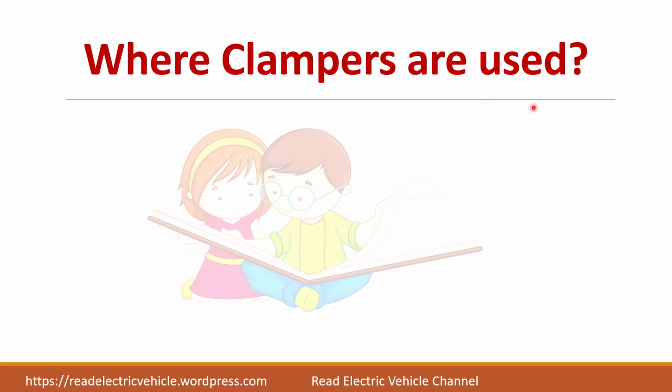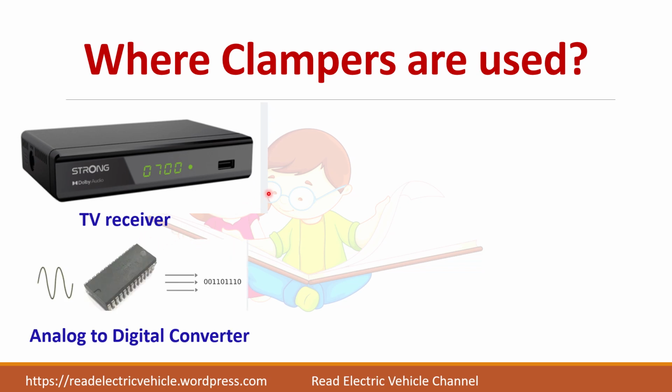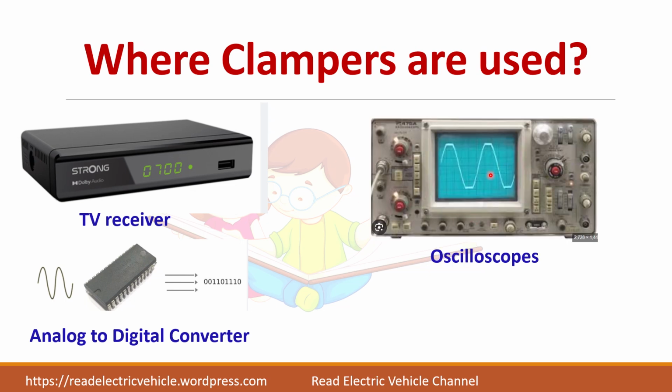Where are these clampers actually used? Mostly they are widely used in TV receivers. Or you can use them in signal conditioning circuits. Suppose I want to use an ADC, and if my input signal is out of the limit, I can use a clamper circuit to bring it to the required level. And in oscilloscopes also it is used.